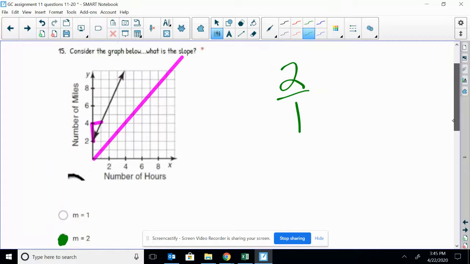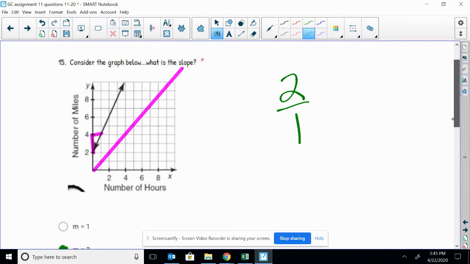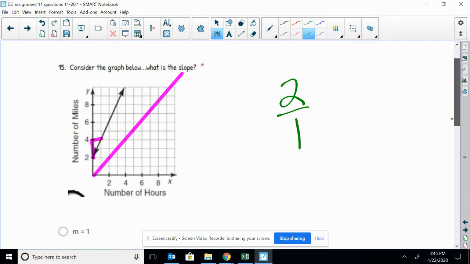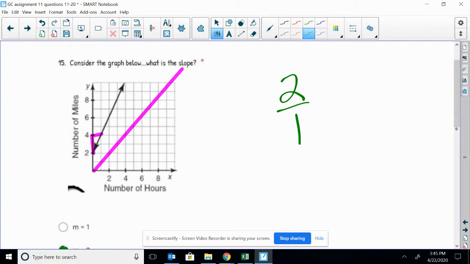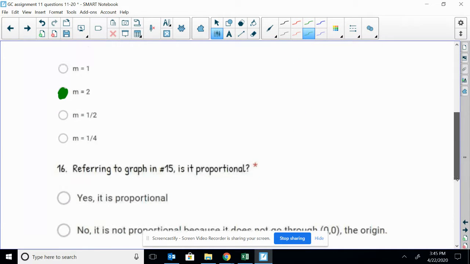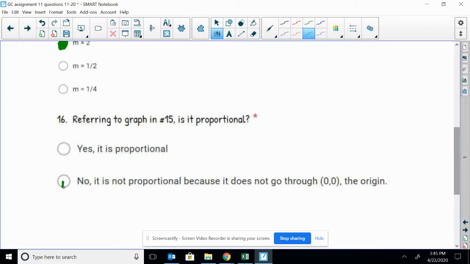Okay, referring to the same graph, is it proportional? Remember, it has to go through 0, 0 in order to be proportional. That clearly does not go through 0, 0. The y-intercept here is 2. So is it proportional? No, it is not proportional. It does not go through 0, 0, which is the origin.